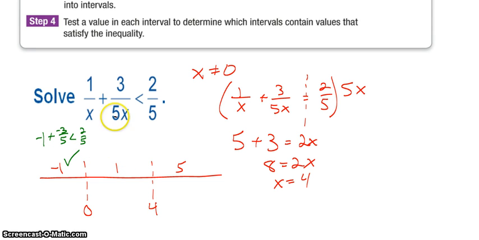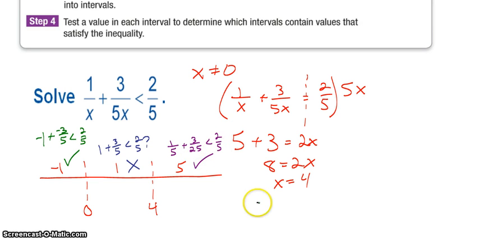If I plug in 1, I get 1 plus 3/5. Is that less than 2/5? Not a chance. And our last one, let's plug in 5, so I've got 1/5 plus 3 over 25. Is that less than 2/5? 3/25 isn't even 1/5, so there's no way that that's going to be greater than 2/5, so that makes it less than.